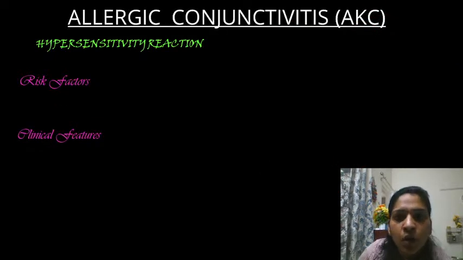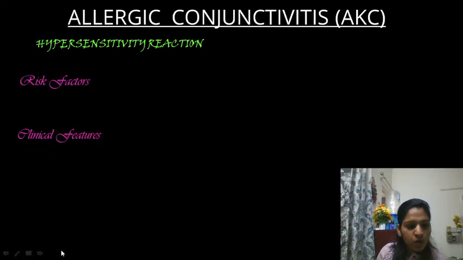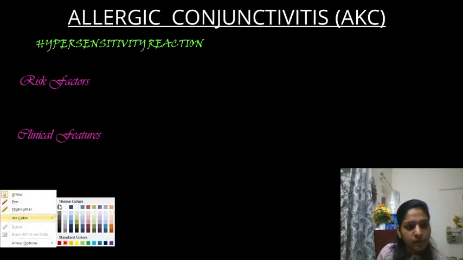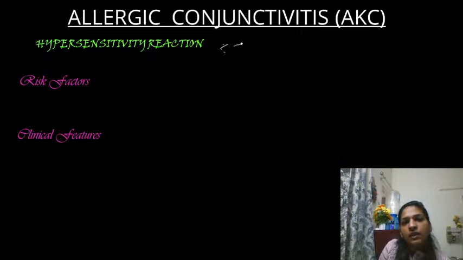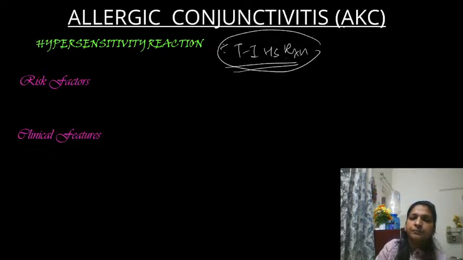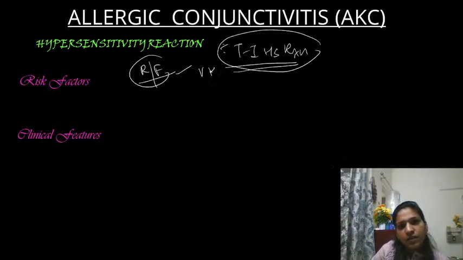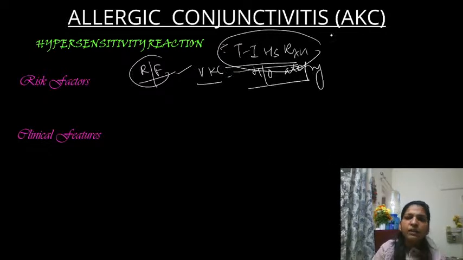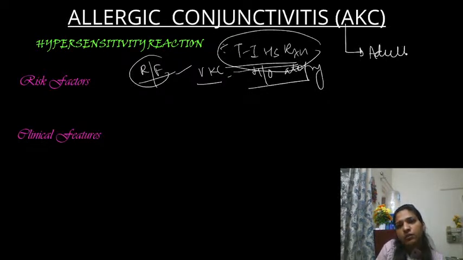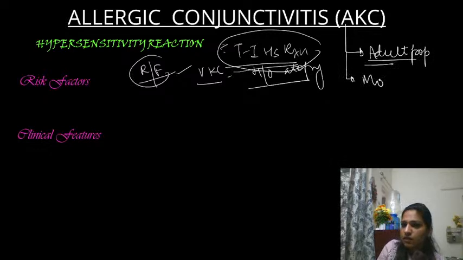So now coming on to AKC. AKC is also a type 1 hypersensitivity reaction. Risk factors and all these are the same as that of VKC. A history of atopy can be present. But one differentiating feature from VKC is that it mainly occurs in the adult population, and it is more severe than VKC.